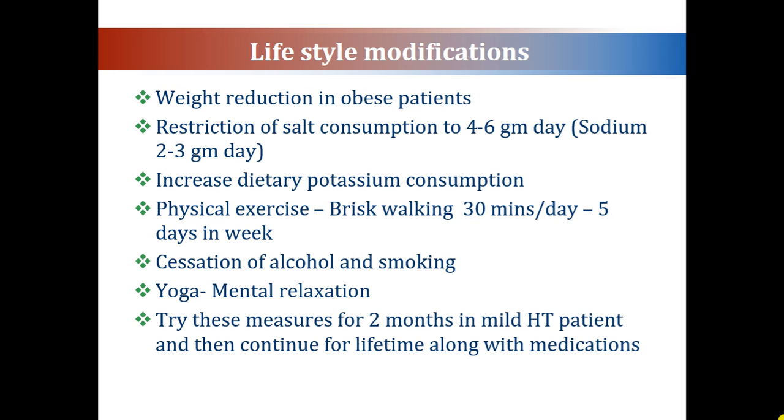Most important is that you try all these measures for 2 months continuously in a mild hypertensive patient and then continue for a lifetime along with the medication. Around 20 to 30% of patients would be controlled with lifestyle modification only and they do not require drug therapy for hypertension. So you try the measures for 2 months, and if the patient has not improved, then you start the drug therapy along with the lifestyle modification.